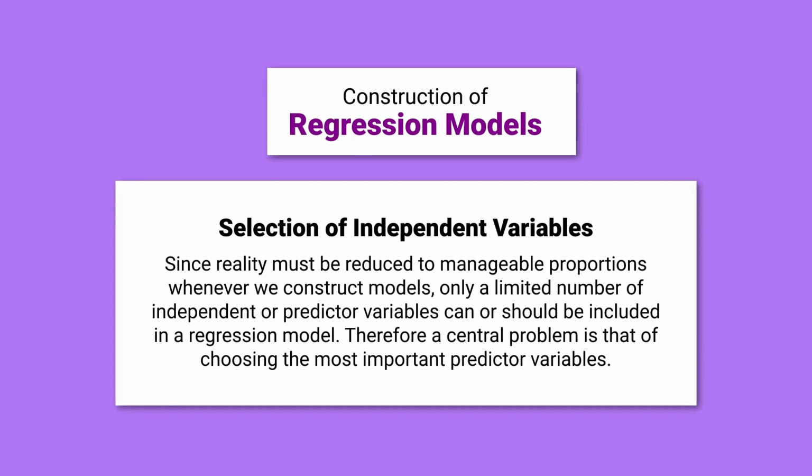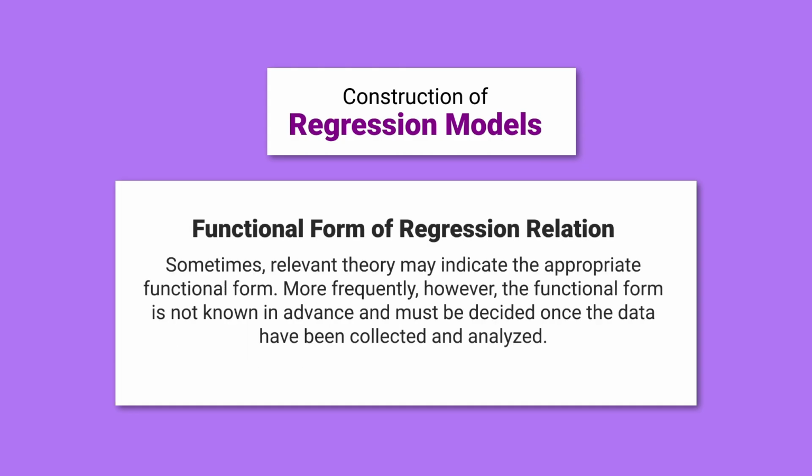Selection of independent variables. Since reality must be reduced to manageable proportions, whenever we construct models, only a limited number of independent or predictor variables can or should be included in a regression model. Therefore, a central problem is choosing the most important predictor variables. As for the functional form of the regression relation, sometimes relevant theory may indicate the appropriate functional form, but more frequently the functional form is not known in advance and must be decided once the data have been collected and analyzed.